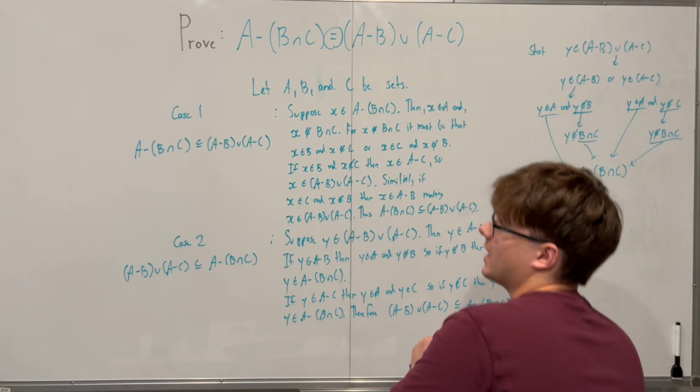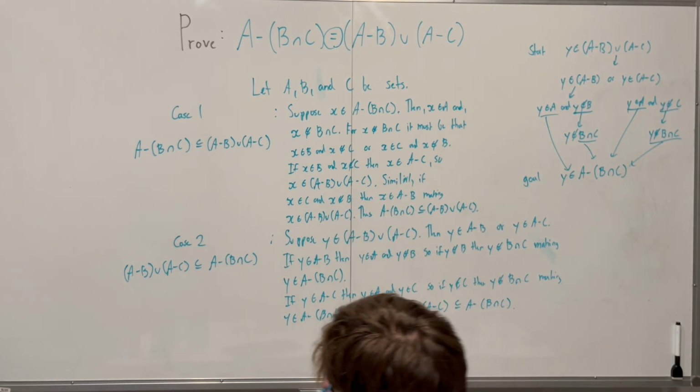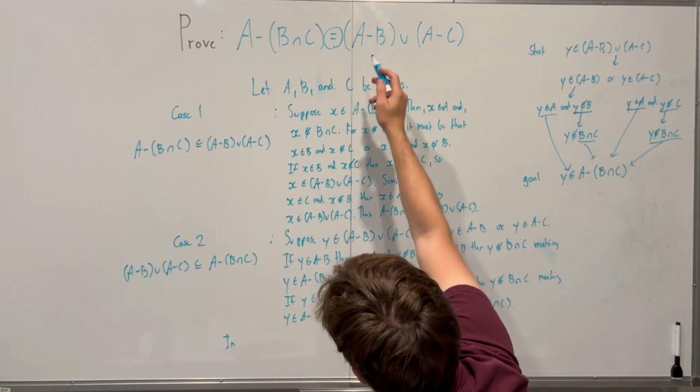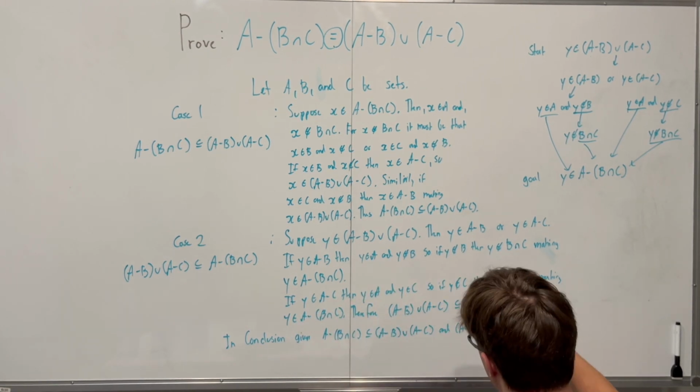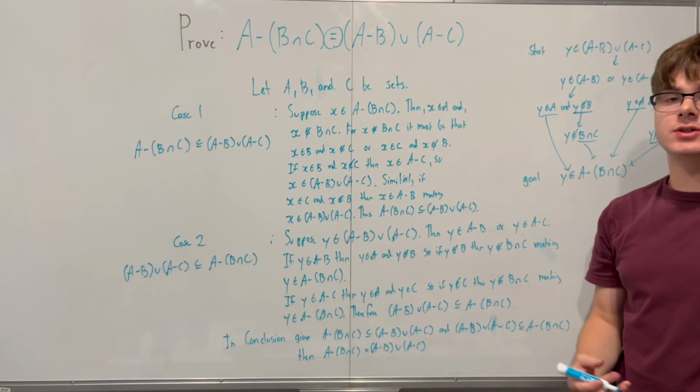We've shown the first case to be true and the second case to be true. So now all that's left is just to write our conclusion. We say that in conclusion, since this is true and that's true, that must be true. So there we go. We've proven that this statement is in fact going to be true.